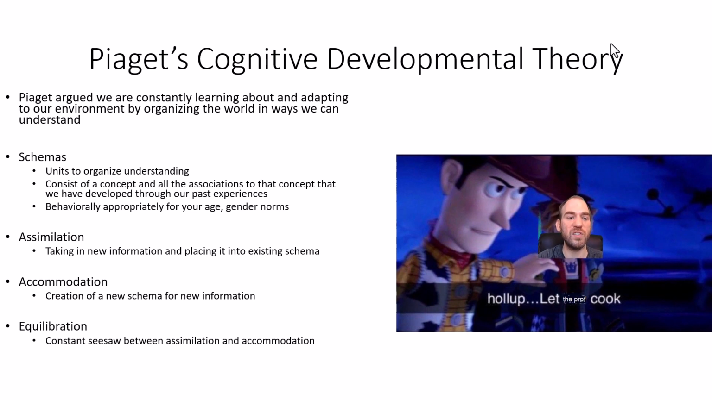And Piaget also argued for this equilibration, and the idea is that we're constantly bouncing back and forth between assimilation and accommodation, depending on what we encounter in the world. Because we have schemas for everything, we're encountering new information, and we have to, again, either take that information and fit it within our schema, or develop and create new schemas through accommodation.